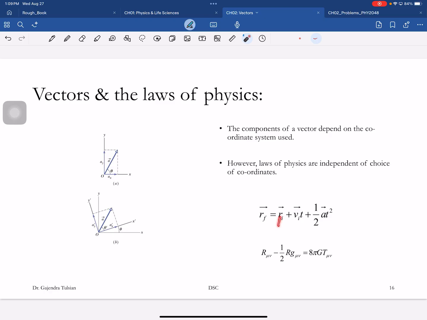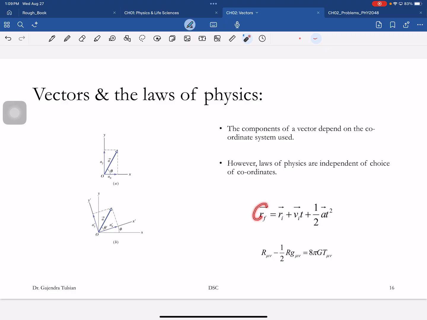That's a scalar times a vector. That's a vector. That's a vector. Scalar, scalar times a vector, a vector. So what this equation is telling you is that this vector is equal to the sum of these three vectors. What else do you want? This is a vector. The right-hand side is a vector.